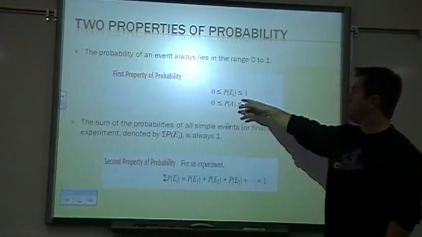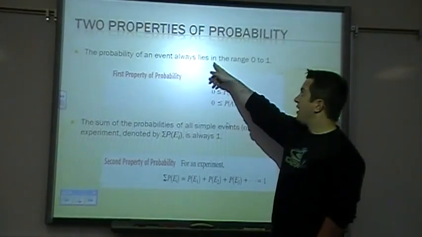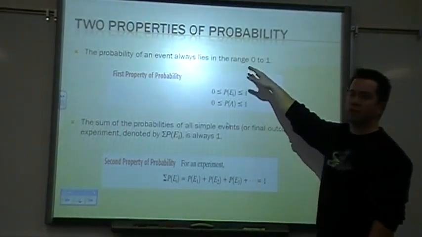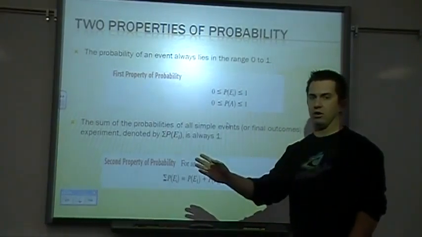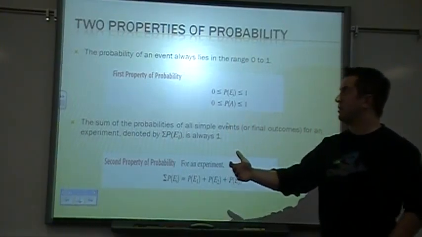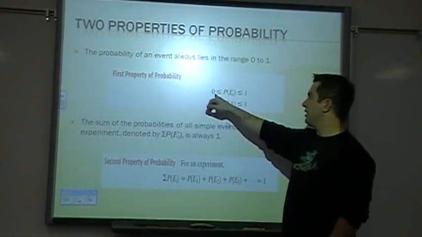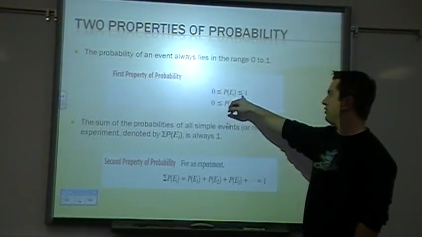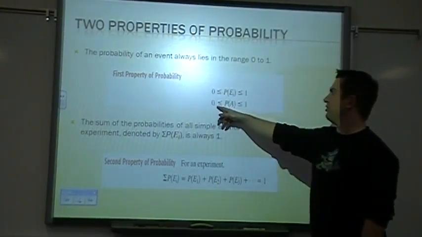Alright, so we got here probability of an event always lies between 0 and 1. This is important. Probability is always going to be a decimal or a fraction between 0 and 1. It's not going to be negative. It's going to be between 0 and 1. So your first property of probability, it talks about the experiment is always between 0 and 1. And then it talks about the actual probability being between 0 and 1.